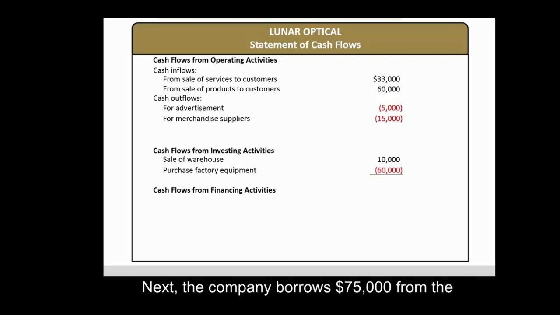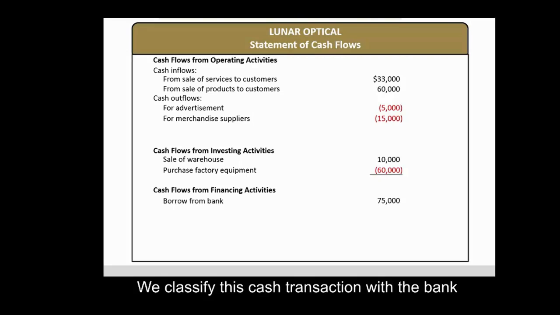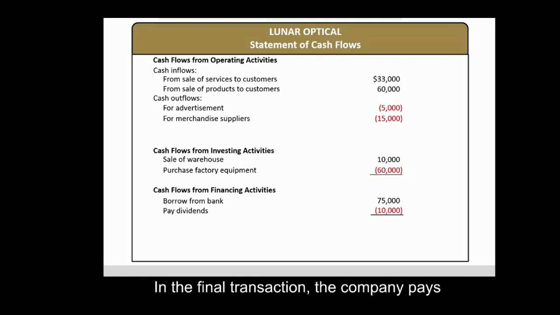Next, the company borrows $75,000 from the bank. We classify this cash transaction with the bank as a financing activity. In the next transaction, the company pays $10,000 as dividends to stockholders. This is a cash transaction with the stockholders, and we classify this as a financing activity. In the final transaction, the company pays $30,000 as salaries to workers. Cash payments for transactions involving operating expenses are classified as operating activities.